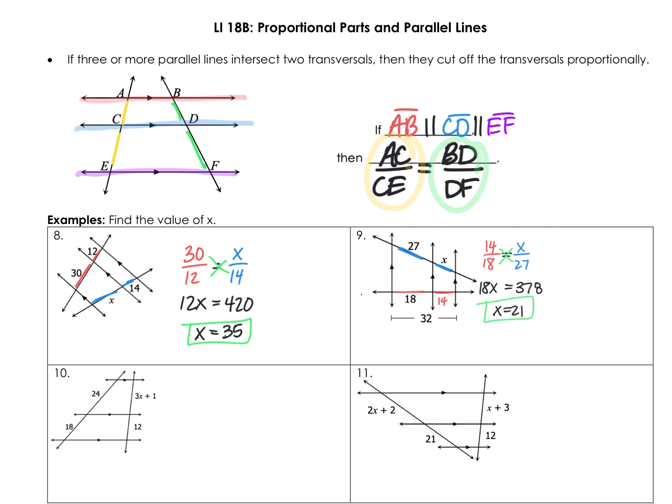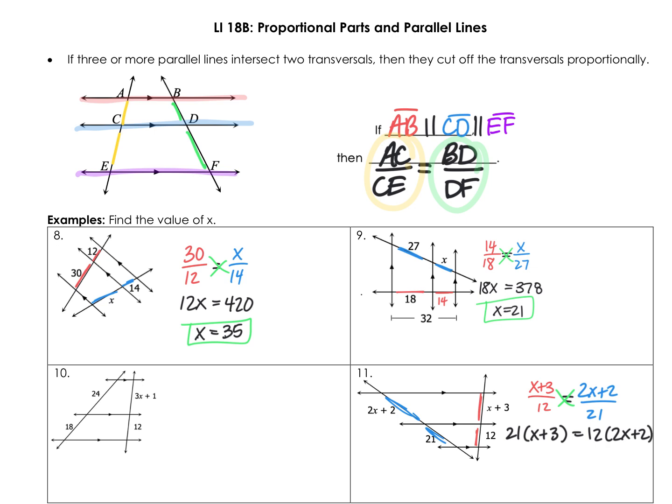The last one we'll look at here is number 11. This one's kind of like top over bottom. If I do top over bottom, so x plus 3 over 12, I need to make sure I mimic that in the other one, top, bottom: 2x plus 2 over 21. These are equal, so I can cross multiply and solve. Remember, when you're doing cross multiplication here, it's important that the thing with two terms goes in parentheses. 21 times x plus 3 is equal to 12 times 2x plus 2.